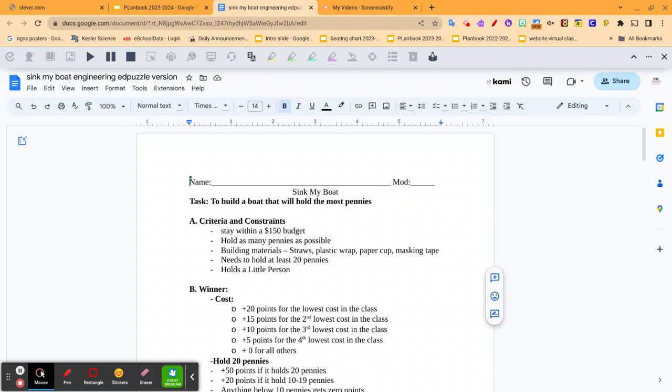The building materials can be straws, plastic wrap, paper cups, and masking tape, but you don't have to use all of them. It needs to hold at least 20 pennies and hold a Fisher-Price little person. The winner will have the most points.